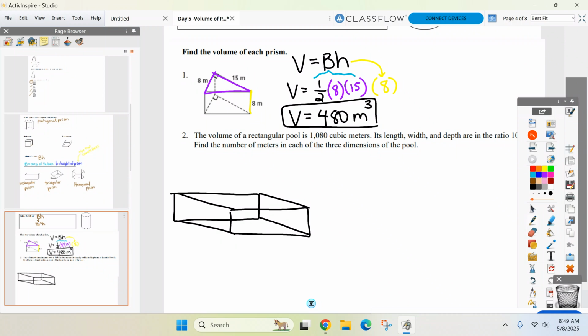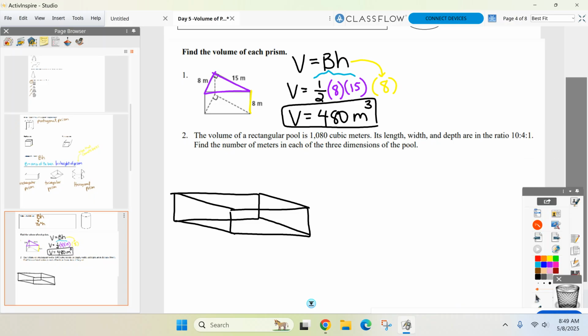What do we do with numbers in a ratio? Put x's with them, all right? So somewhere on this pool is a 10x, a 4x, and a 1x.